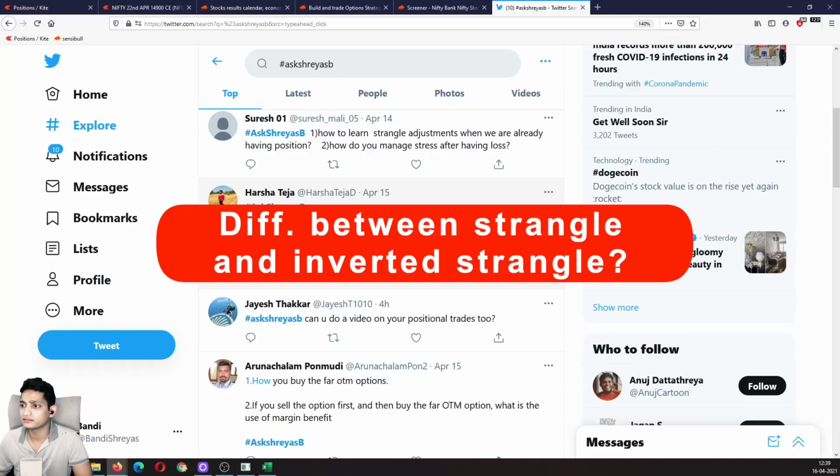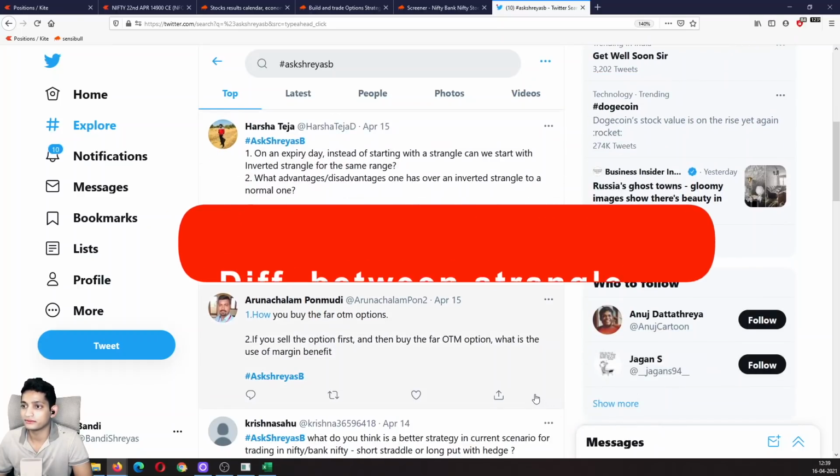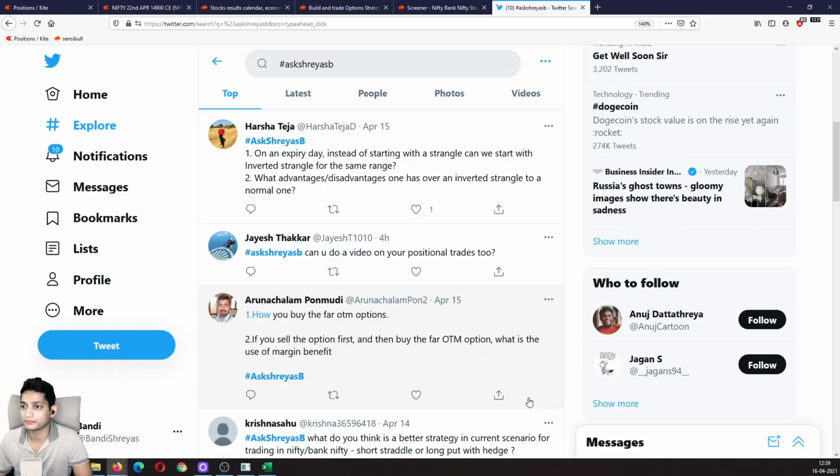On expiry day, instead of starting with strangle, can we start with inverted strangle for same range? Yes, it makes no difference. There's no difference between a strangle and inverted strangle. They're exactly the same. If there is any difference, you buy one, sell the other, you make arbitrage.